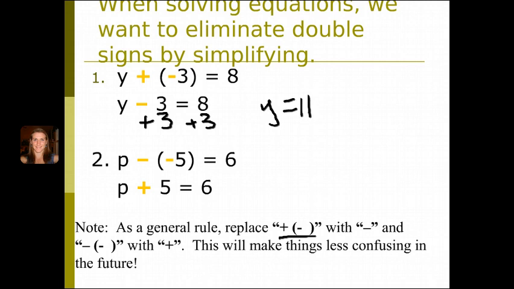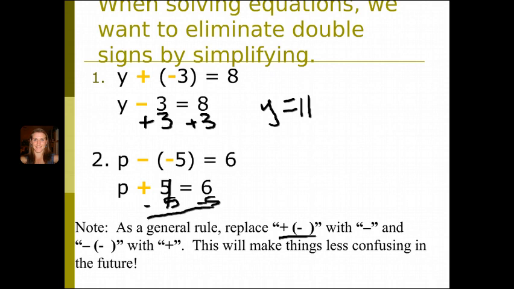Okay, and in our second example, we have a double negative, p minus negative 5. Well, it's a lot easier to just rewrite that problem as p plus 5. To solve for p, we would subtract 5 from both sides.